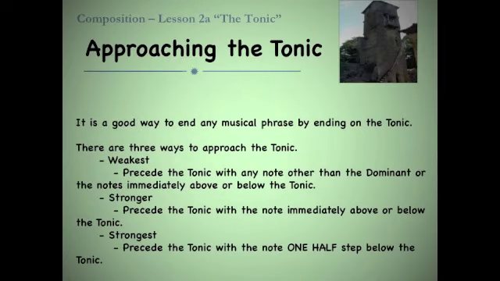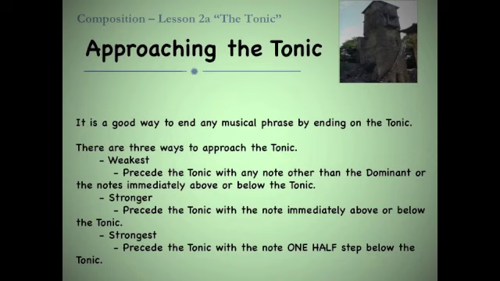Approaching the tonic of the Dorian mode. It's always a strong ending to a phrase or to a song when you end that phrase or song on the tonic. Well, there's 3 ways basically of ending a song or a phrase. The weakest method is to approach the tonic from any note of the Dorian mode except the dominant, which is A, C, or E, the 2 notes above and below the tonic.